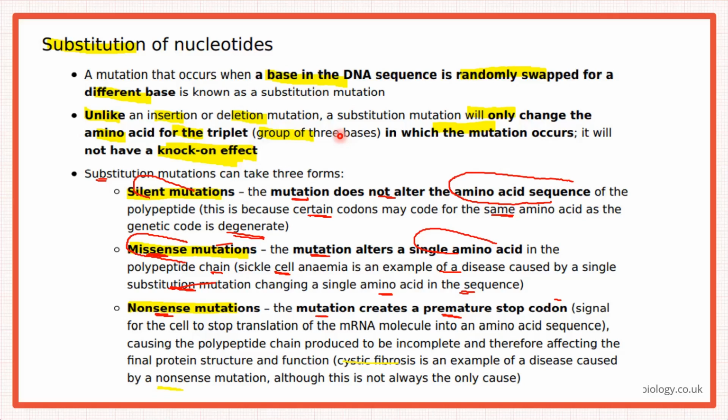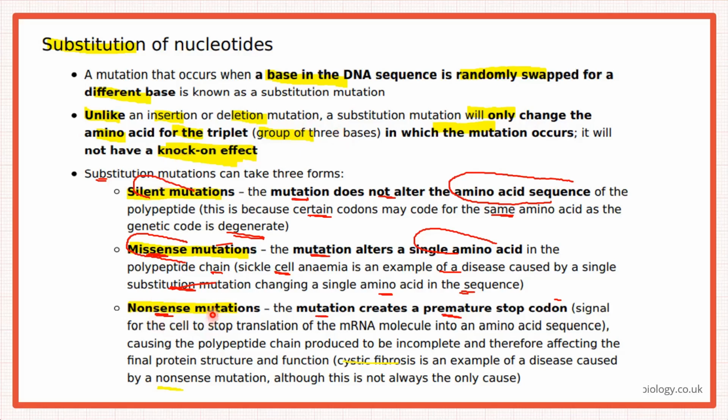So it can be a silent mutation, right? When even if there's a mutation, it is not causing any change in the amino acid sequence because it is coding for the same amino acid, right? The genetic code is degenerate. In missense, what is happening? It is altering a single amino acid, so it is causing a disease, right? Sickle cell anemia is one example. It's coding for a different amino acid, right? Or eventually everything will change.